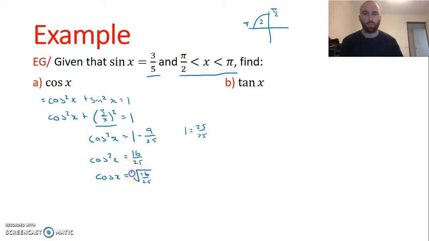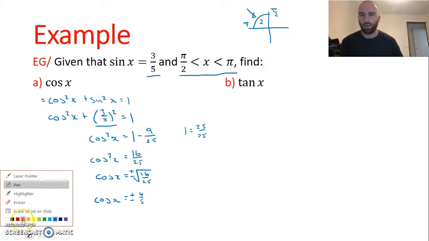Remember, when we square root, we get 2 possible answers, plus and minus. Both the 16 and 25 are their own individual perfect squares, and this will simplify to plus and minus 4 over 5. But remember our domain. We're only dealing with the second quadrant. So if we're dealing with the second quadrant, we need to think about what values are positive and what values are negative, so which value we're going to use.